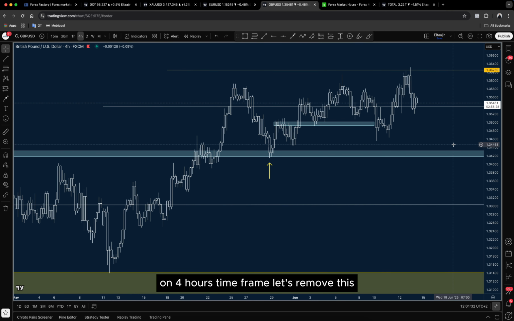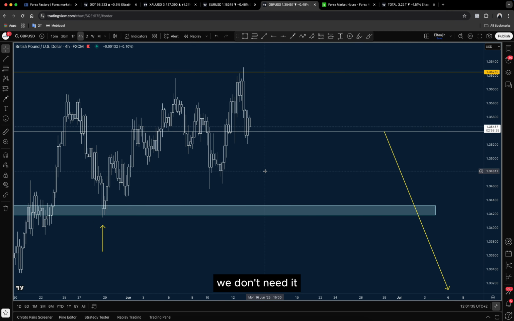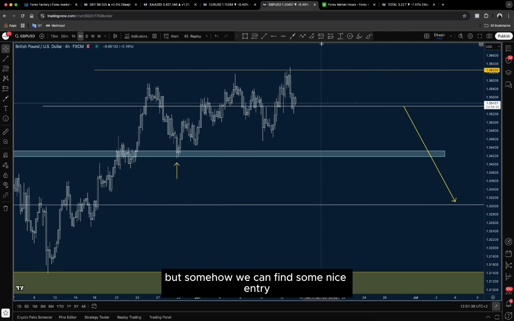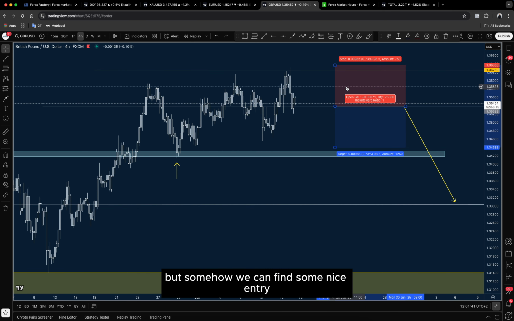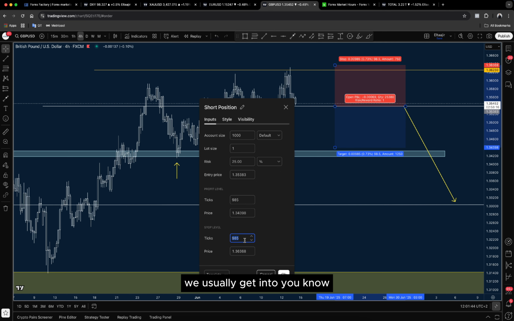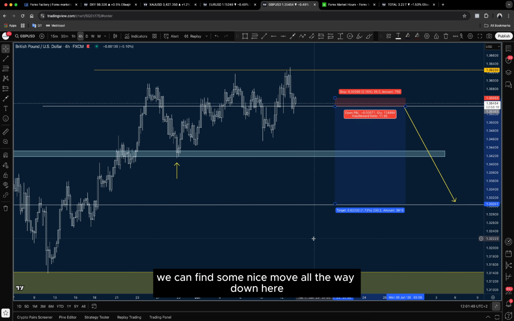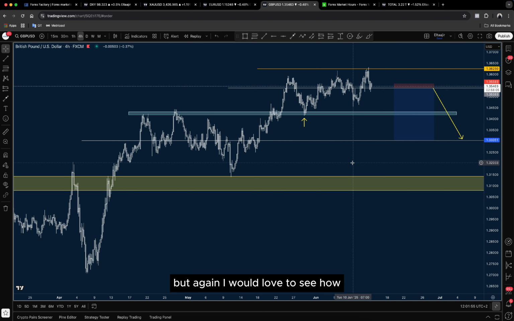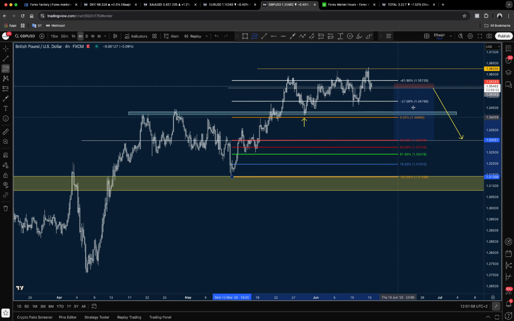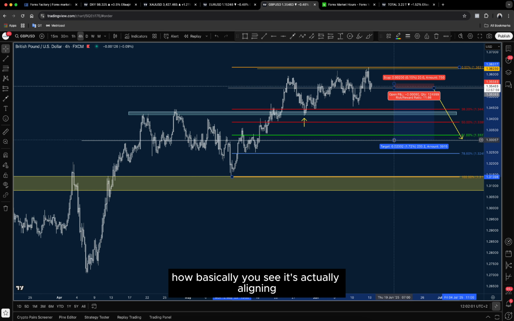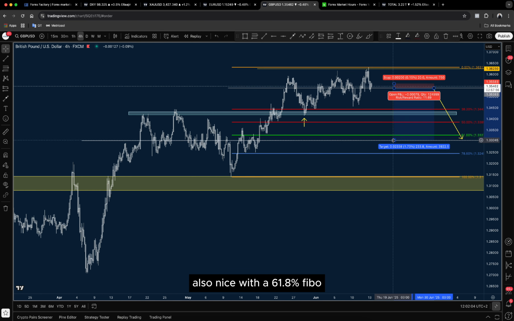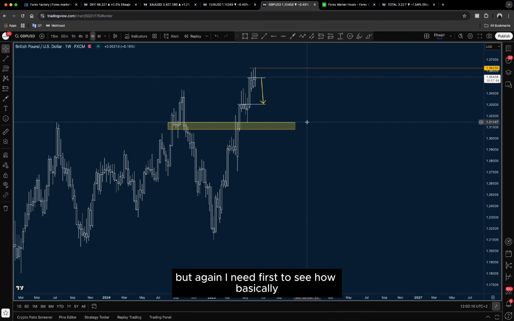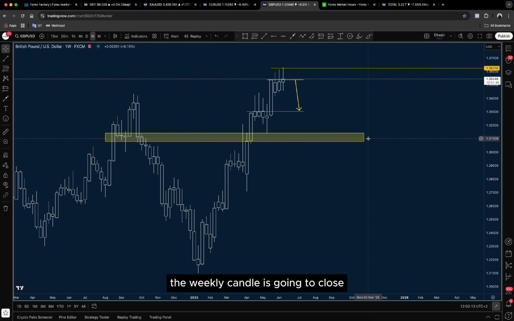On the 4 hours time frame, let's remove this, we don't need it. Somehow we can find some nice entry. We usually get in with a 20 pips stop loss, and we can find some nice move all the way down here, which is around an 11% move. Yeah, but again, I would love to see how, you see, it's actually aligning nicely also with the 61.8% Fibo. But again, I need first to see how the weekly candle is going to close.